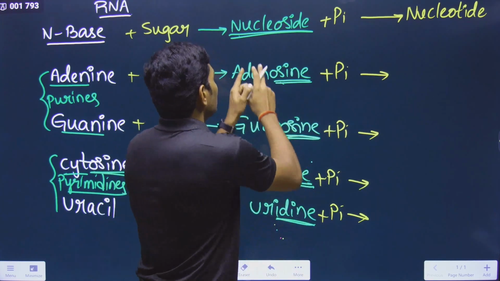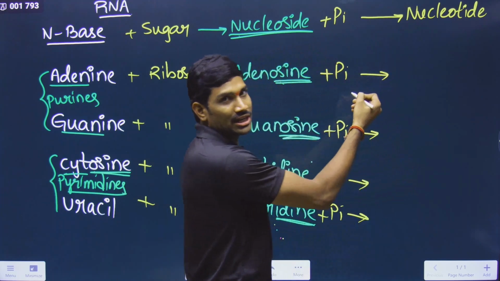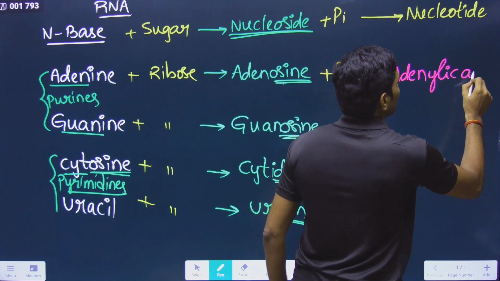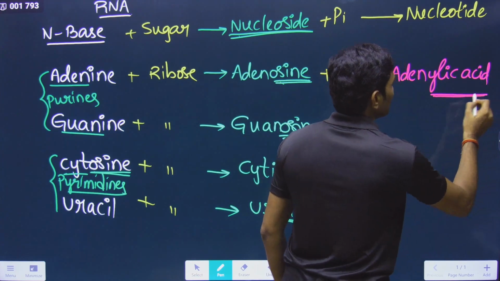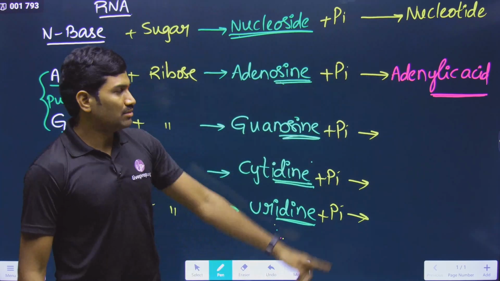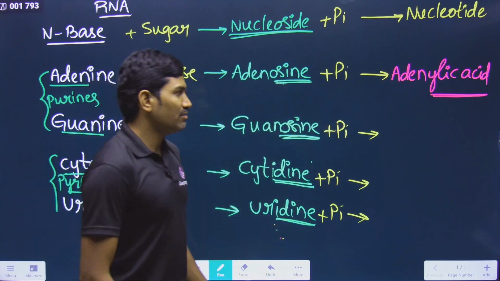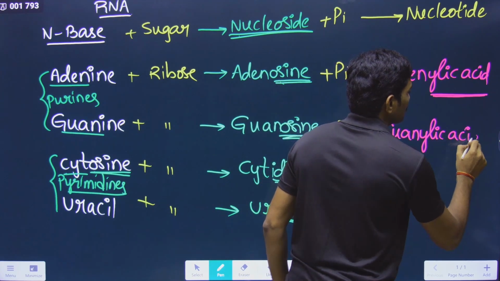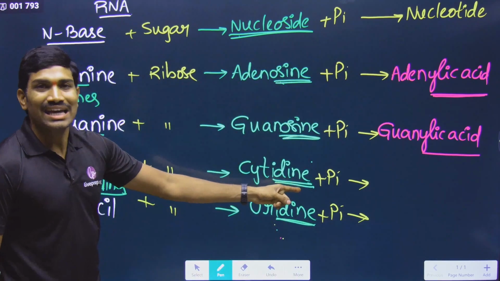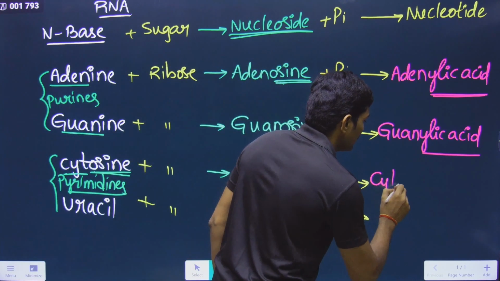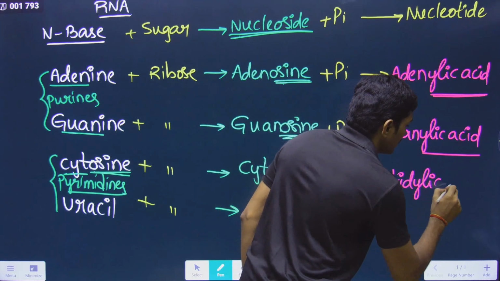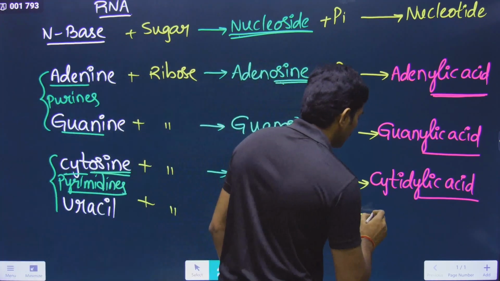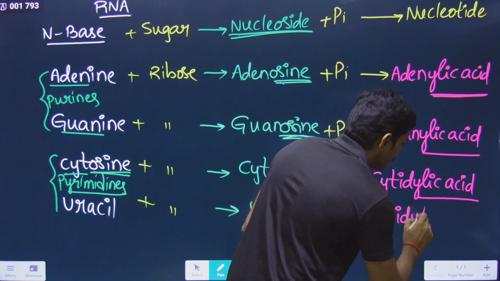Please observe this. So here adenosine, after attachment of Pi, will become adenylic acid. Please observe this, ylic acid. For all these four, ylic acid will come. Simply you can write this. Guanosine plus Pi, what will it form? It will form guanylic acid. So here also ylic acid is coming. Next, cytidine plus Pi, here also ylic acid. Cytidylic acid. Okay. Next one, uridine plus Pi, it will form uridylic acid.